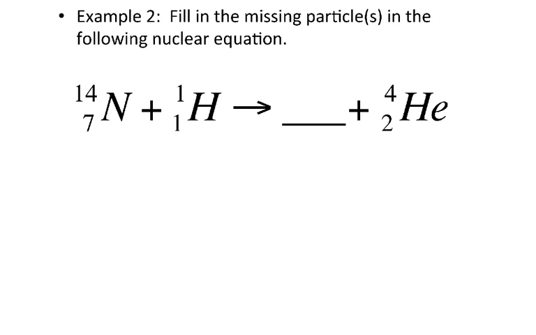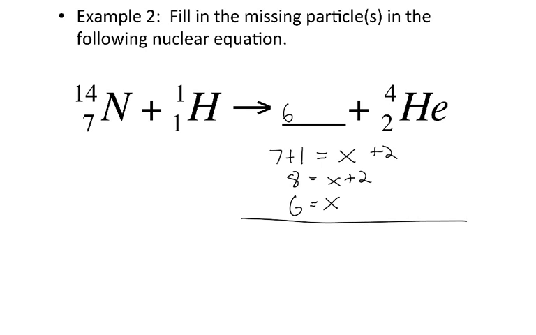Okay, here's another example. We'll do it exactly the same way. We'll figure out what the missing piece is based on the atomic numbers and the mass numbers that we already know. So on the reactant side, if we do the atomic number first, I've got 7 plus 1, and then that has to be equal to x plus 2. So I have 8. So then x has to be 6. I'll do the same thing for the mass numbers.